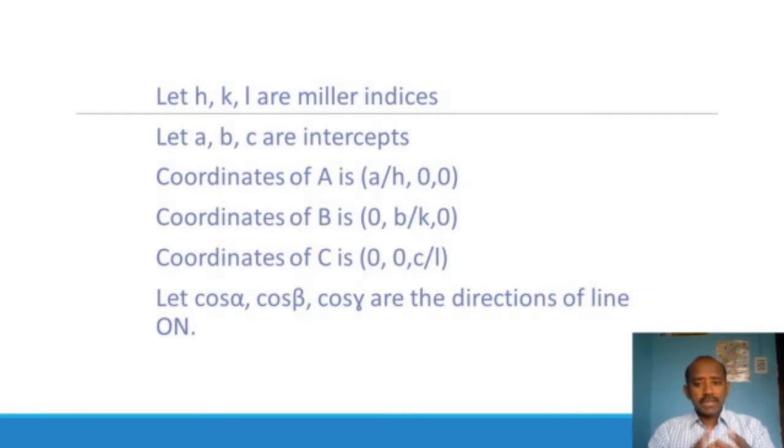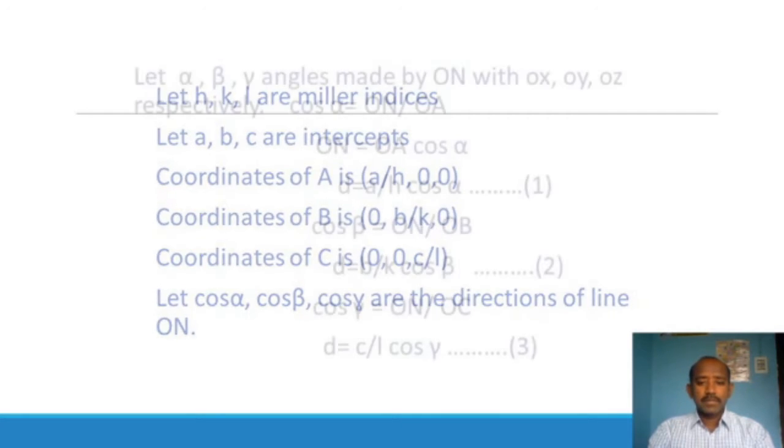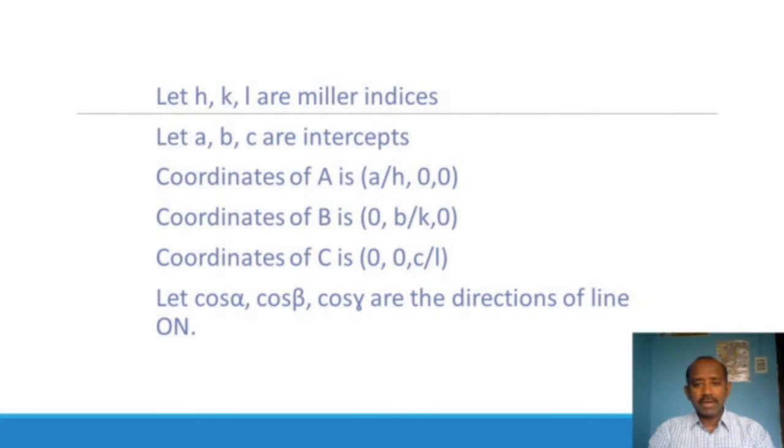Here let h, k, l be the Miller indices, and let a, b, c be the intercepts. The coordinates of A are a by h, 0 and 0. The coordinates of B are 0, b by k and 0. The coordinates of C are 0, 0 and c by l. Now let cos alpha, cos beta and cos gamma be the direction cosines of the line ON, which represents the direction.